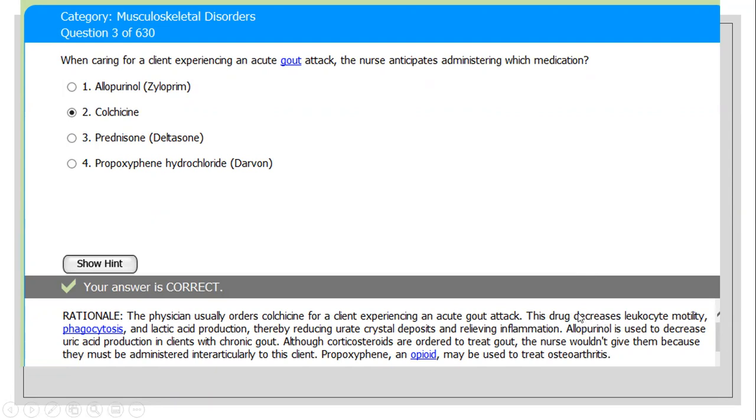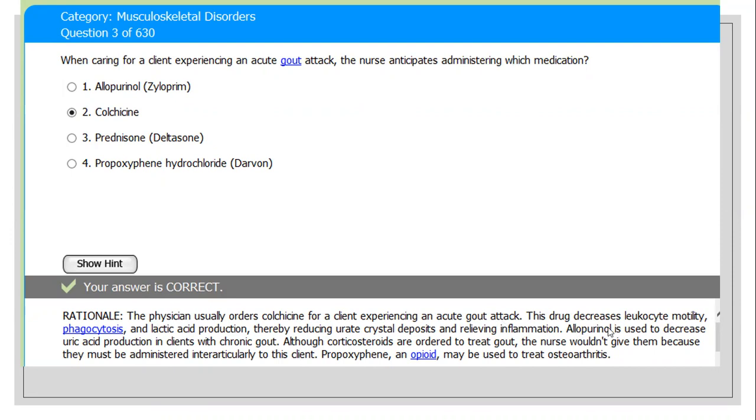So this drug, colchicine, reduces leukocyte motility. The leukocyte is mobile. They can walk, so they can kill the bacteria, and this process is called phagocytosis. It also reduces lactic acid production. They can therefore reduce the uric acid crystal deposit and reduce the inflammation. And as you know, gout is a chronic inflammation. Colchicine can reduce the inflammation.